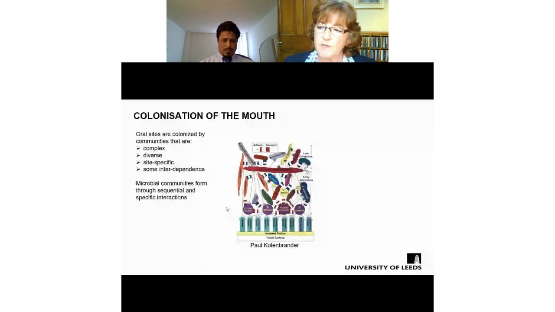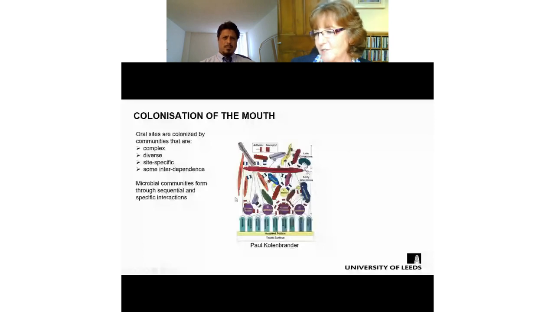So when the mouth is colonized, it's colonized by communities. Like I say, they're complex, but the interactions that underlie the development of these communities are relatively well characterized. So the communities form through sequential and specific interactions, and this is a classic figure by Paul Kolenbrander, who he and his group had a series of studies where they came up with this.